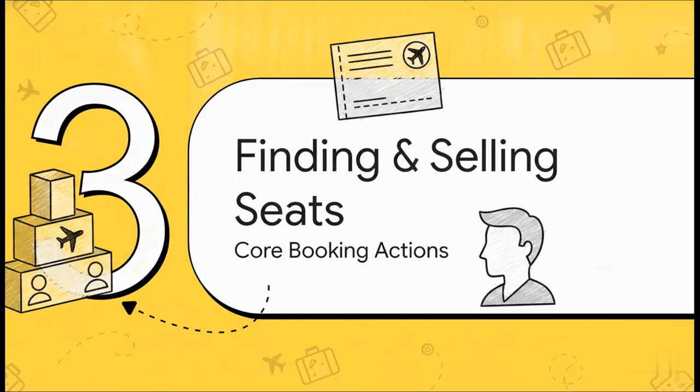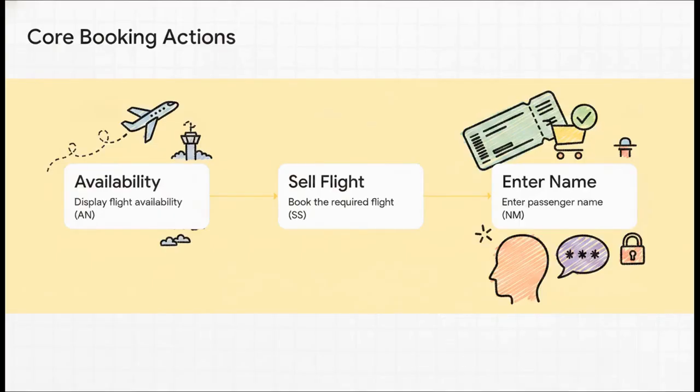Time for Section 3, finding and selling seats. Core booking actions. This is where we start building out this booking block by block. Okay, we're going to look at the first 3 technical steps that form the core foundation of any PNR. Step 1, displaying flight availability using the command AN. Step 2, actually selling the flight with the SS command. And Step 3, entering the passenger name with NM. Let's dive in and see exactly how these commands are put together.